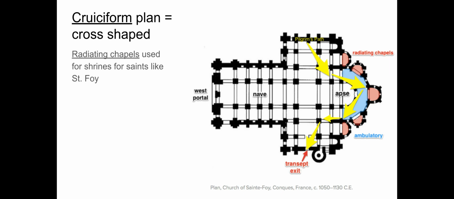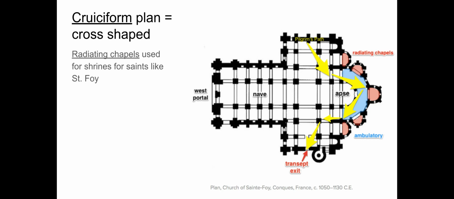The area shaded in blue is an area we call an ambulatory. And an ambulatory is a walkway. So that word is written in blue there on the slide. Ambulatory means to amble or walk around. And so again, ambulatory is a walkway. It's usually referring to a walkway that is around an apse.